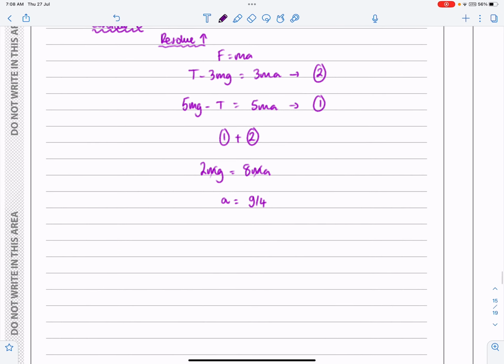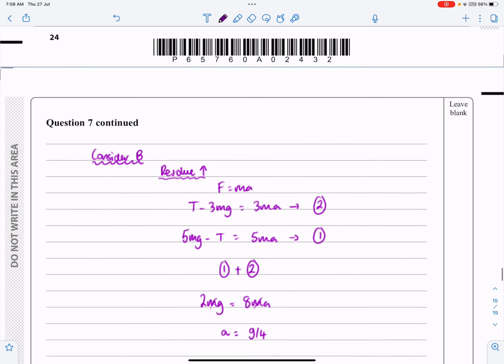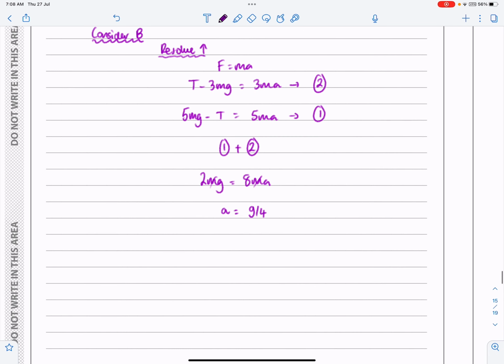Right, perfect. Once I've got a, I can then just put that into either of the 2 equations. I'm going to put it into equation 2. And the only reason I'm putting it into equation number 2 is because, that's good news, Arsenal winning.